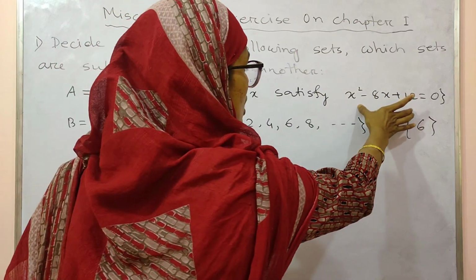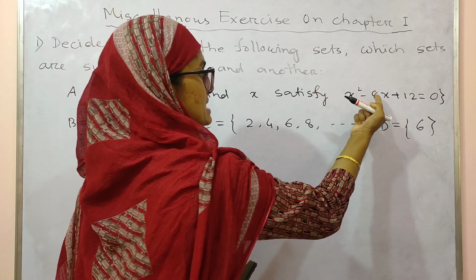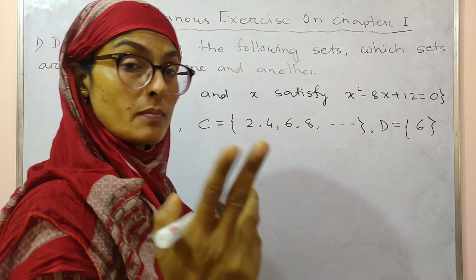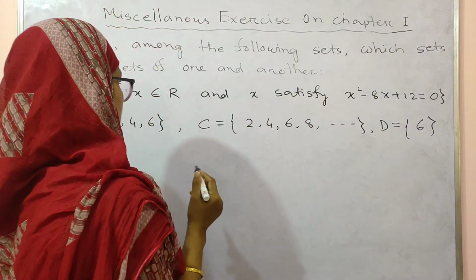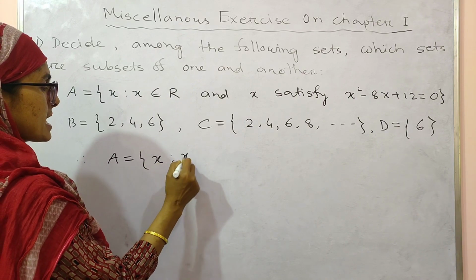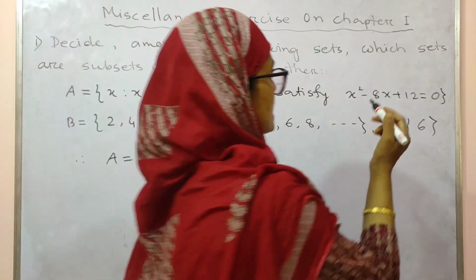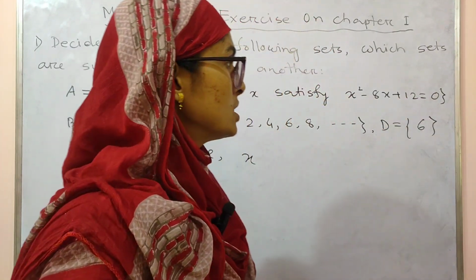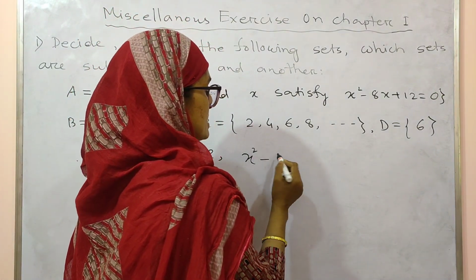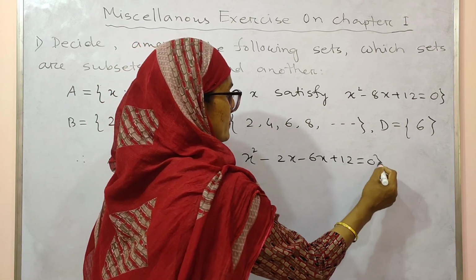So first you have to solve this one, x squared minus 8x plus 12. If you solve it, you will get two values of x. Therefore A equals the set of x such that x belongs to R and x squared minus 8x plus 12 equals 0. The product is 12 and the sum is 8: 2 times 6 is 12, 2 plus 6 equals 8. So x squared minus 2x minus 6x plus 12 equals 0.